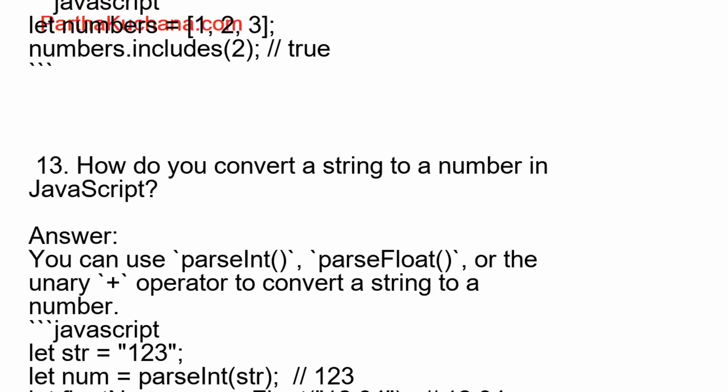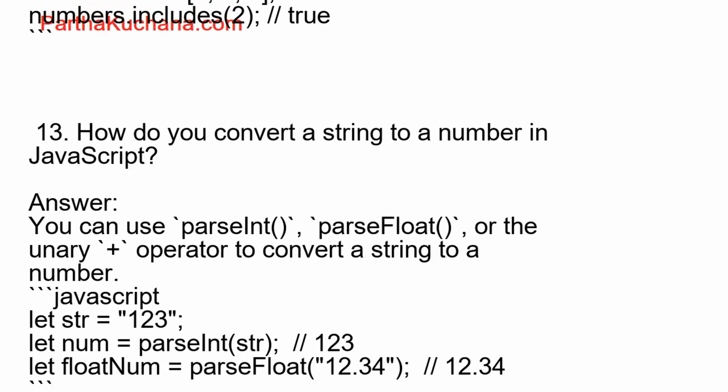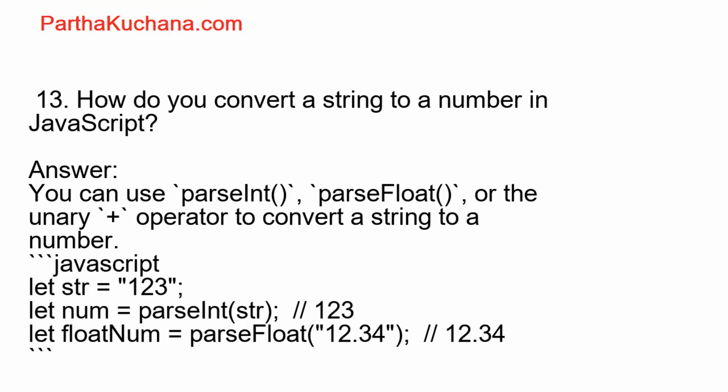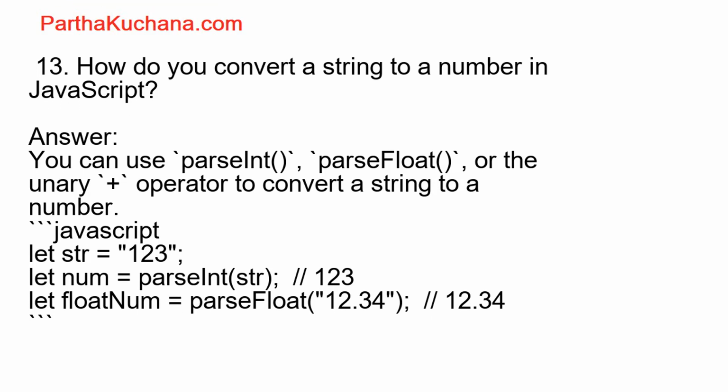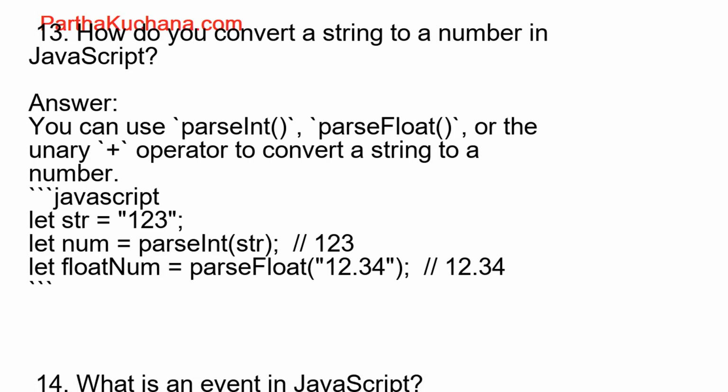14. What is an event in JavaScript? Answer. An event is an action or occurrence recognized by JavaScript, such as clicks, key presses, or mouse movements. Events can be handled using event listeners.